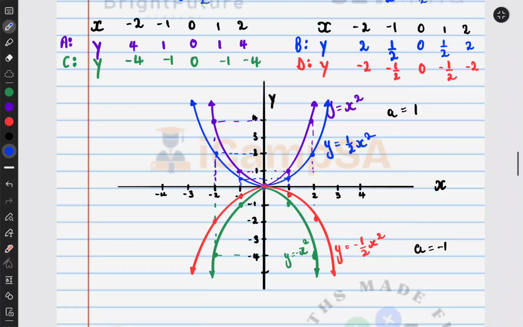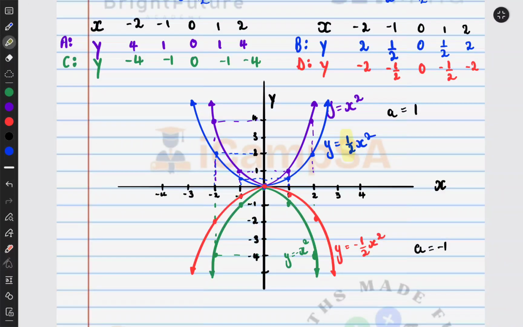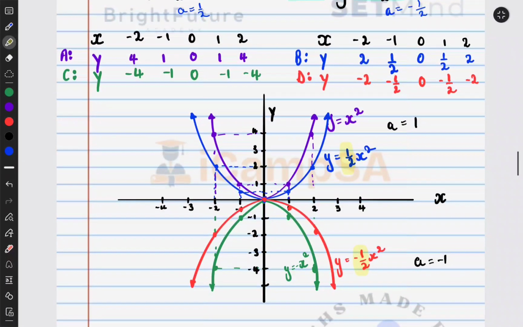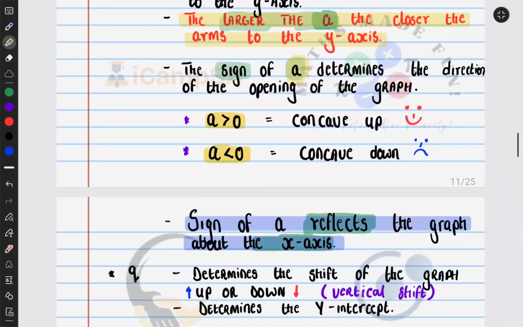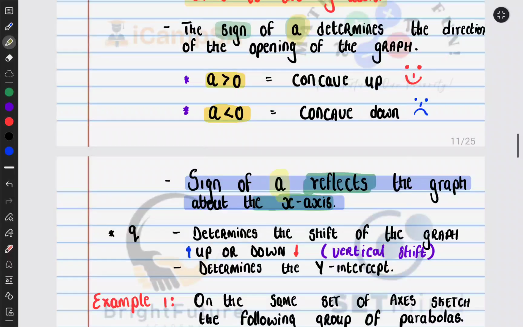So you see what is happening here. By changing the sign of a, the function has been reflected about the x-axis, which is what was said here. The sign of a determines the direction of the opening of the graph, or the sign of a reflects the graph about the x-axis. And then lastly, we have q, which determines the shift of the graph up or down. So q determines the vertical shift.